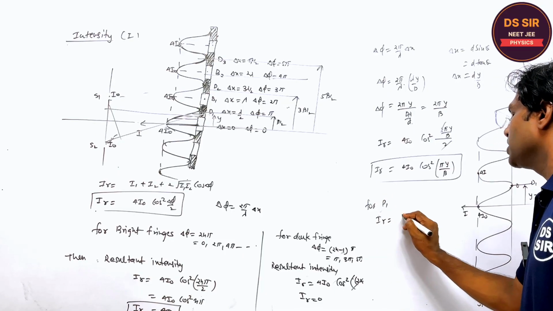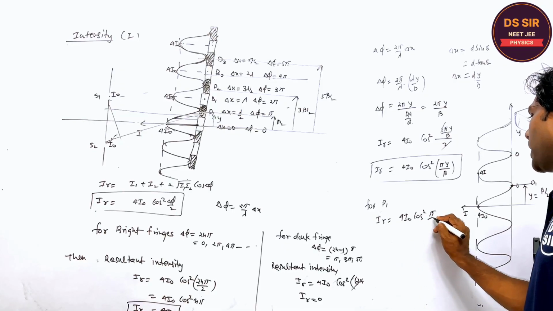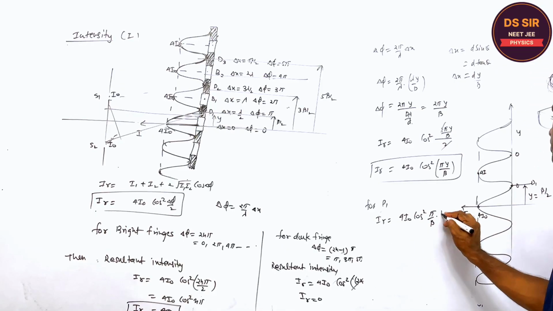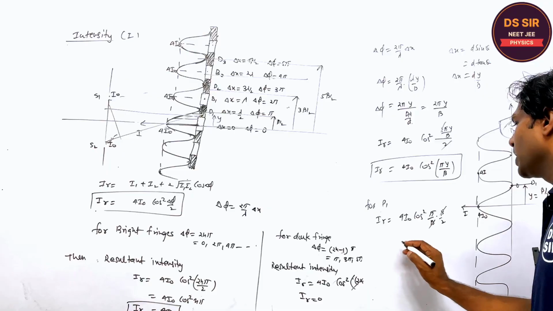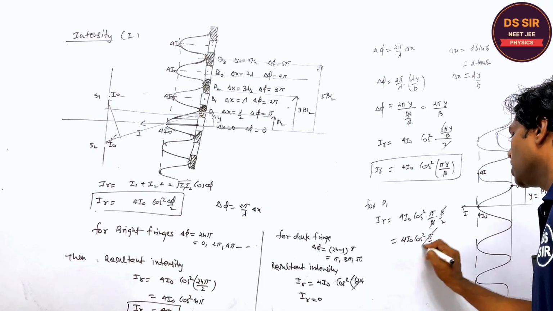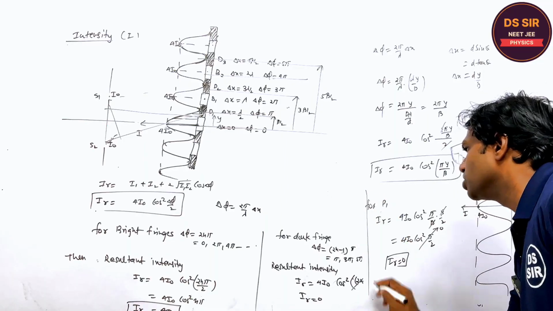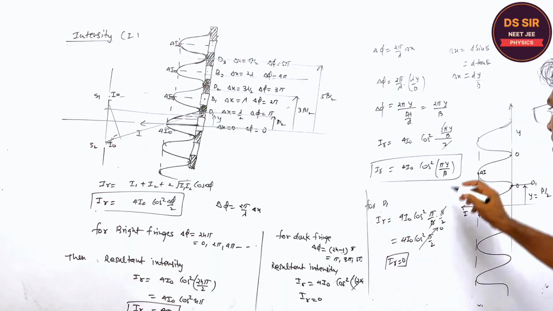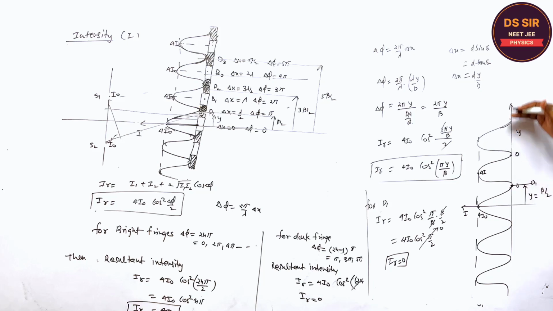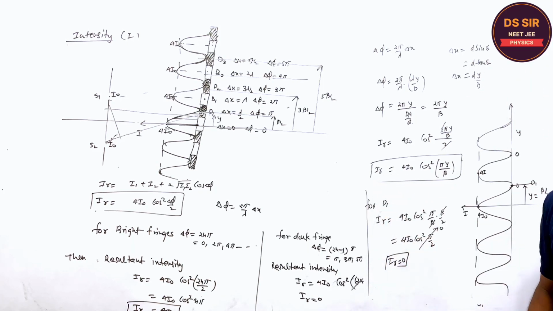So if you put beta by 2 over here for D1, the resultant intensity is 4I naught, I am just putting the value, cos square pi into y, y is beta by 2. So beta will cancel out, 4I naught cos square pi by 2. It is 0. So the resultant intensity is 0. So in this formula, if you put different values of y, you can get the resultant intensity.